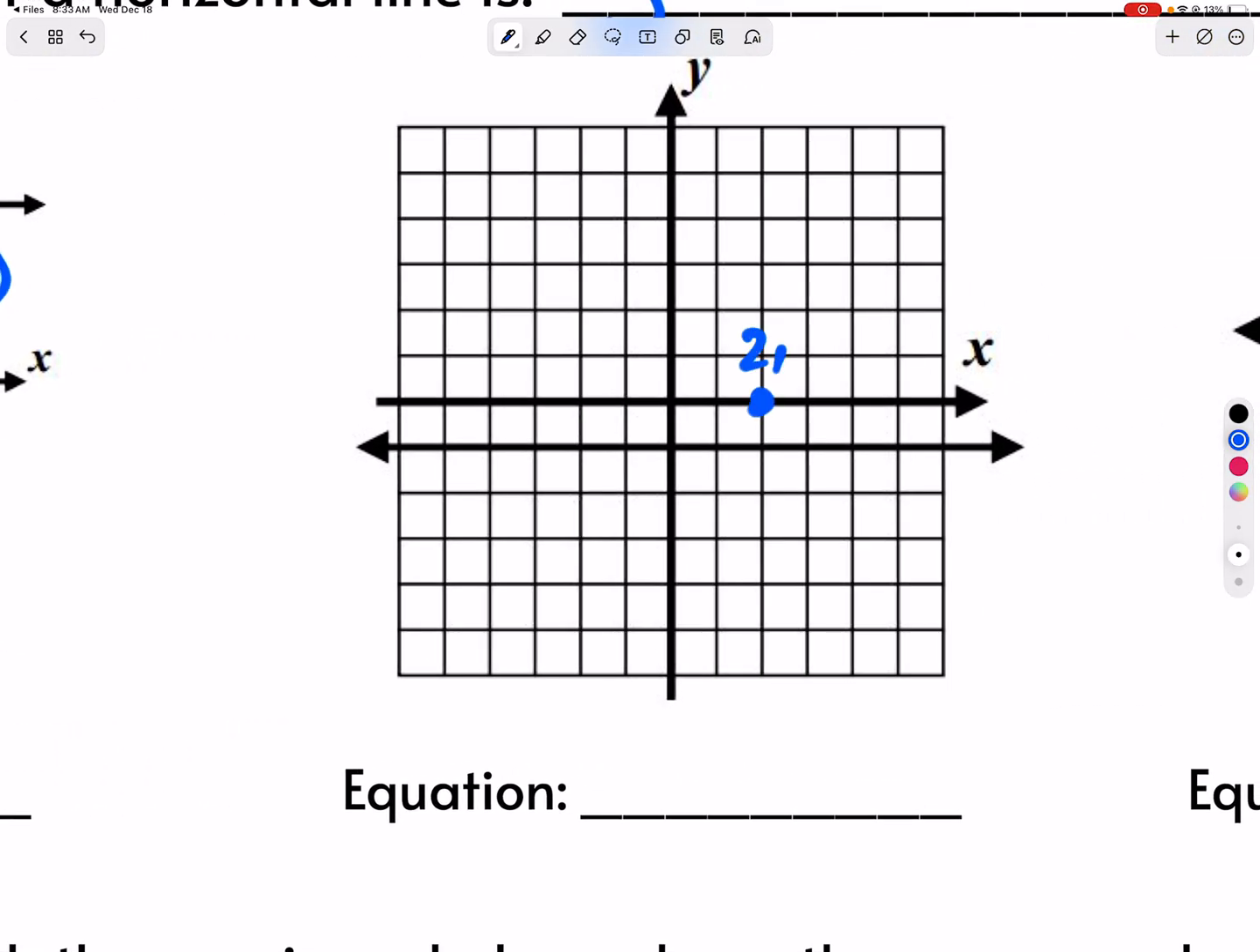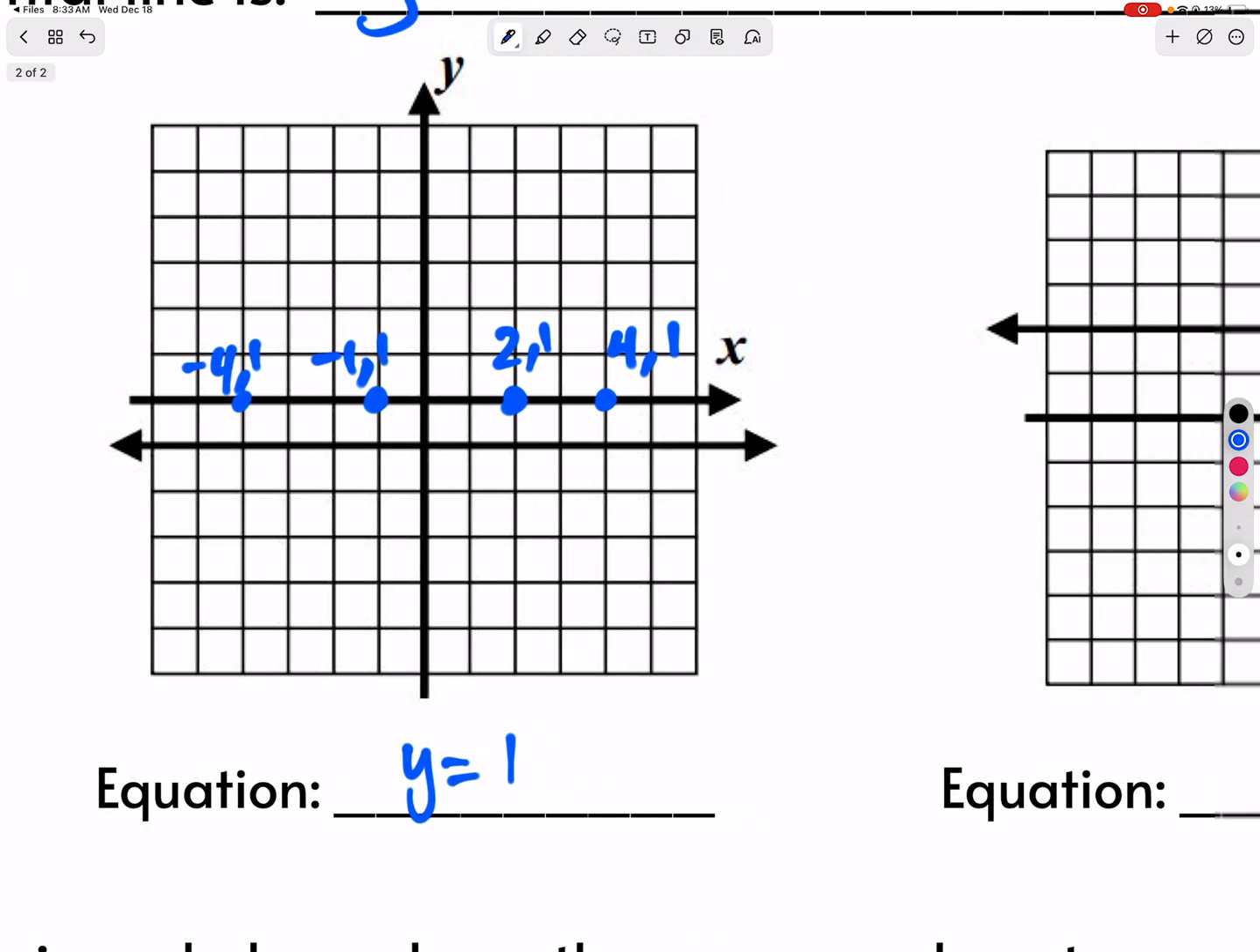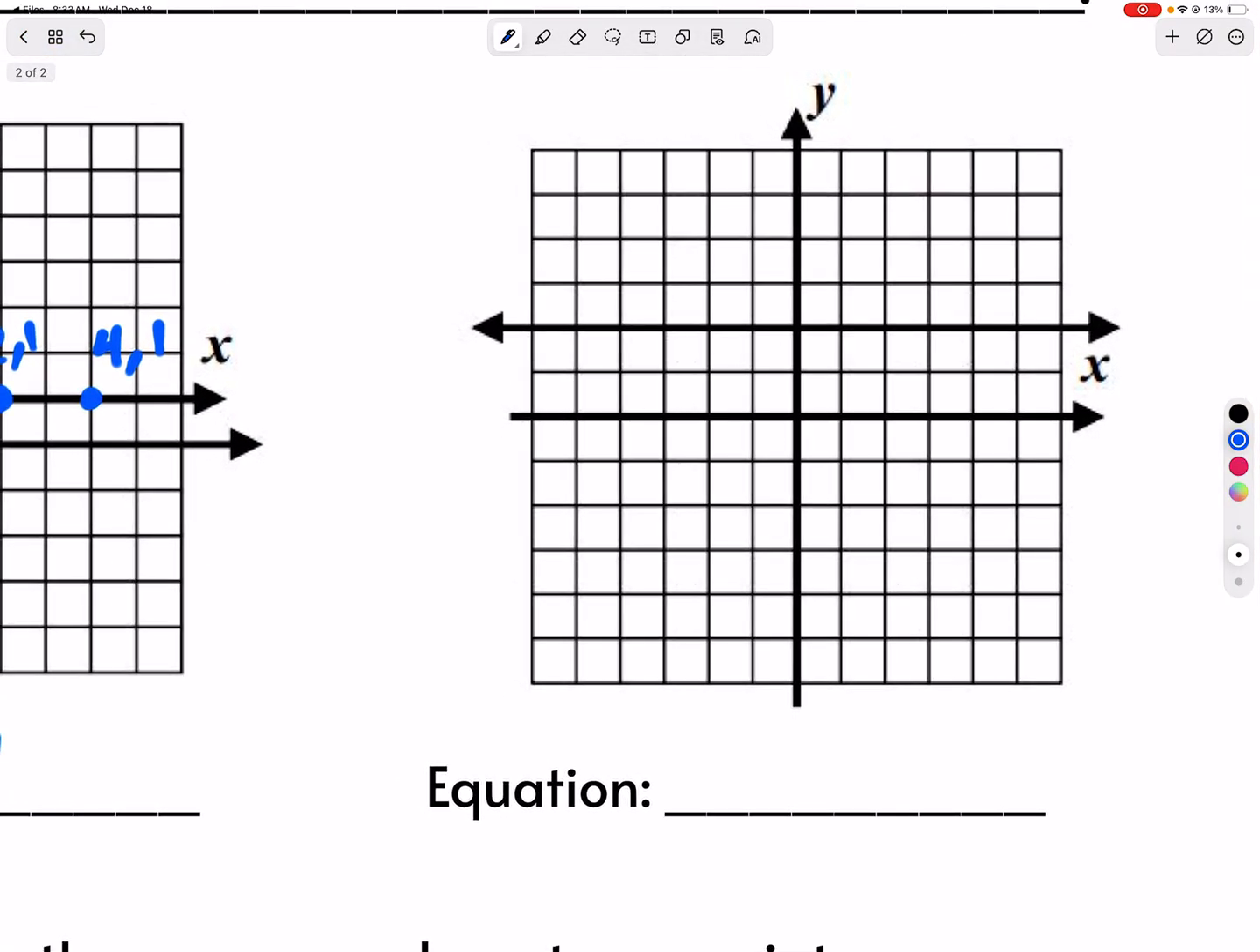Every spot here, I got 2, 1. This is 4, 1. I'm just not putting the parentheses just because I'm just trying to write these things out. That's a -1, 1. That's a -4, 1. Every point has a 1 as your y, so it's y equals 1. So every horizontal line is y equals whatever number it's going through. And right here, this y-intercept is at a +2. So my equation is y equals 2.